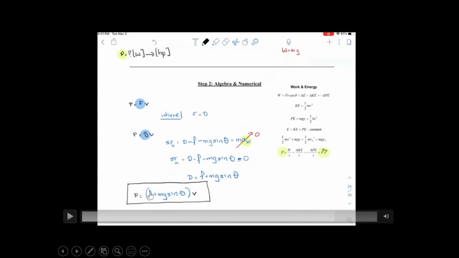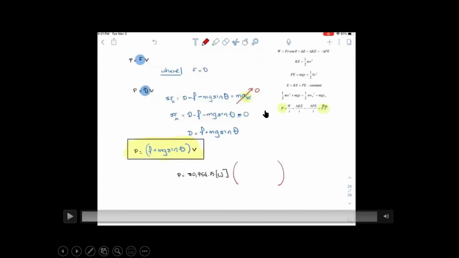So we have an expression for F. We know the mass of the vehicle. We know what g is. We know the angle. We know the speed. It's going to be 60 miles per hour. So just plug the numbers in. Do your conversion.